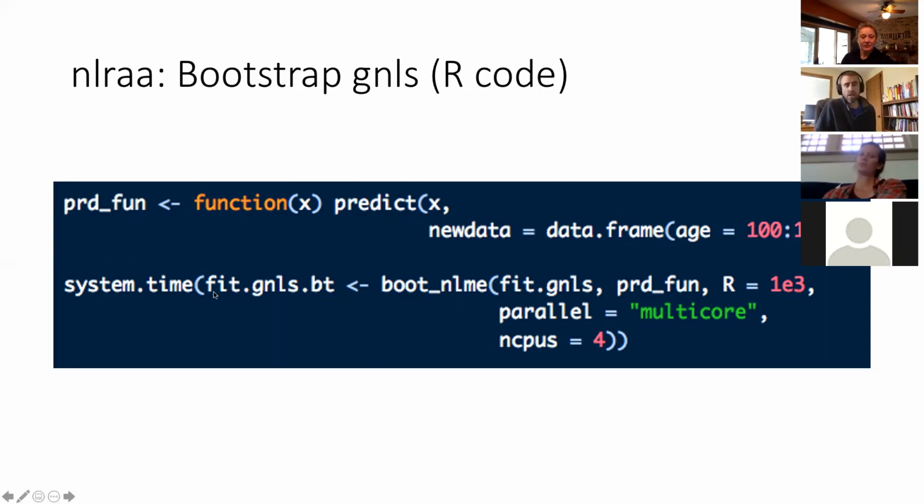And here I'm using system time to time it, but this boot_nlme is again a function in this package, and you provide the object that we created with the generalized nonlinear least squares. We provide the function that we use for fitting. Here R is the number of replications. We're resampling 1,000 times. And I run this on my laptop using multi-core and 4 CPUs, so it runs faster. And I think it took like 7 seconds, so it's not a big deal. But with more complex models, it can take several minutes to hours if you have a very complex nonlinear model.